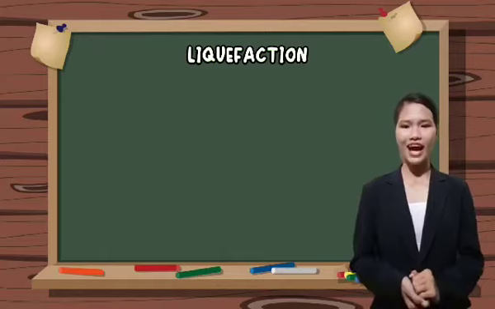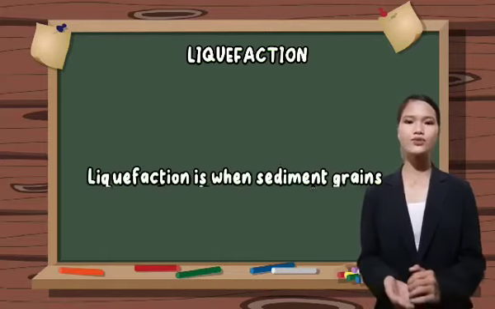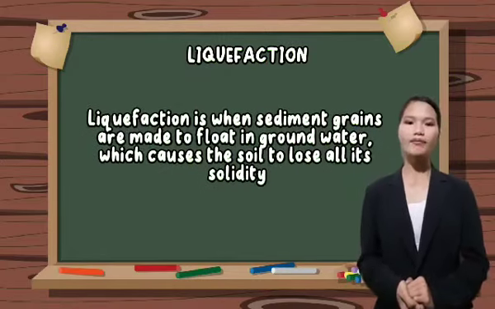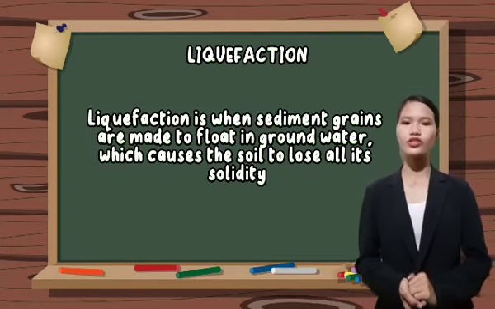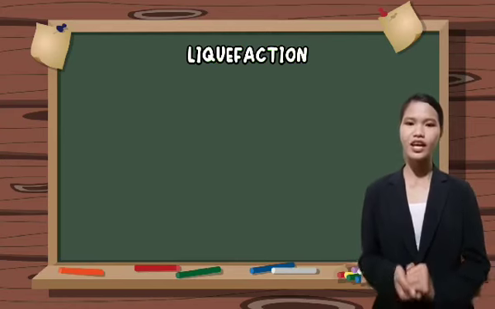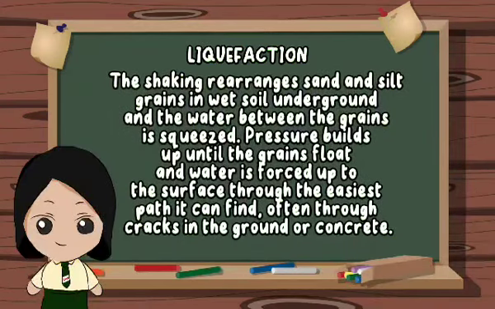Third is the liquefaction. Liquefaction is when sediment grains fall in groundwater, which causes the soil to lose all its solidity. The shaking rearranges sand and silt grains in wet soil underground and the water between the grains is squeezed. Pressure builds up until the grains float and the water is forced up to the surface through the easiest path it can find, often through cracks in the ground or concrete.